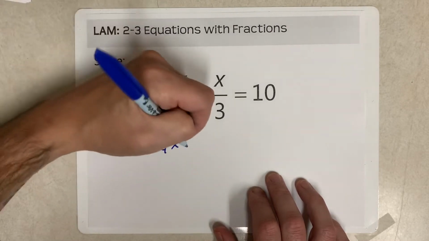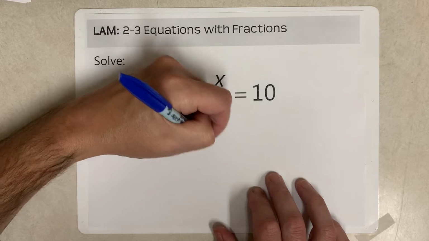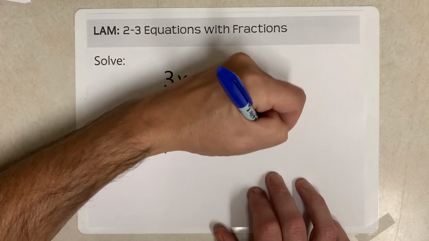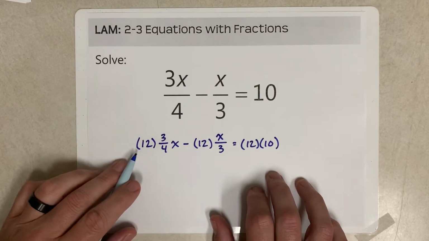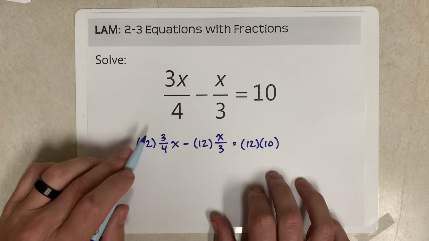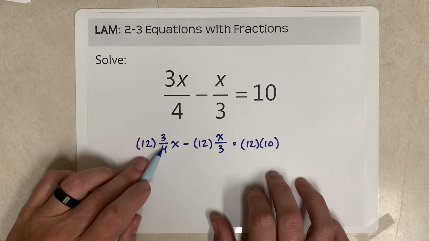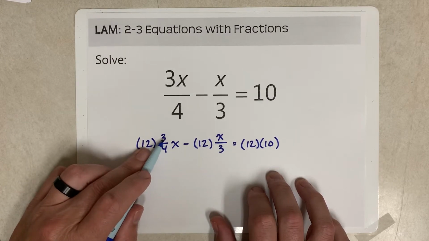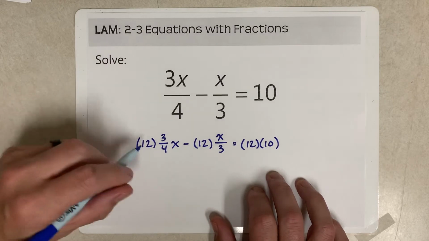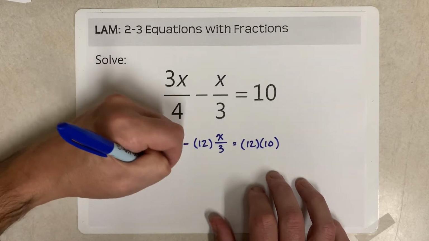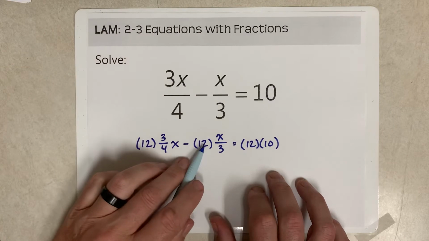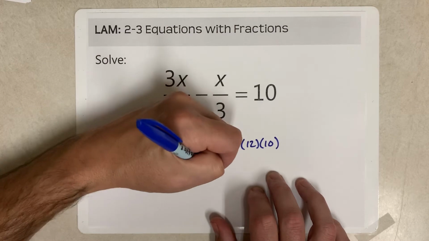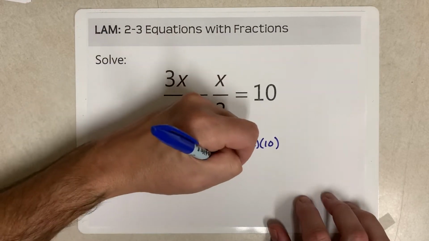12 times 3/4 x minus 12 times x over 3 equals 12 times 10 in parentheses. 12 times 3 is 36, divided by 4 would be 9. Or you could do 12 divided by 4 is 3, times 3 is 9. So 9x, minus 12 divided by 3 is 4, and there's still an x there, so 4x equals 12 times 10 is 120.